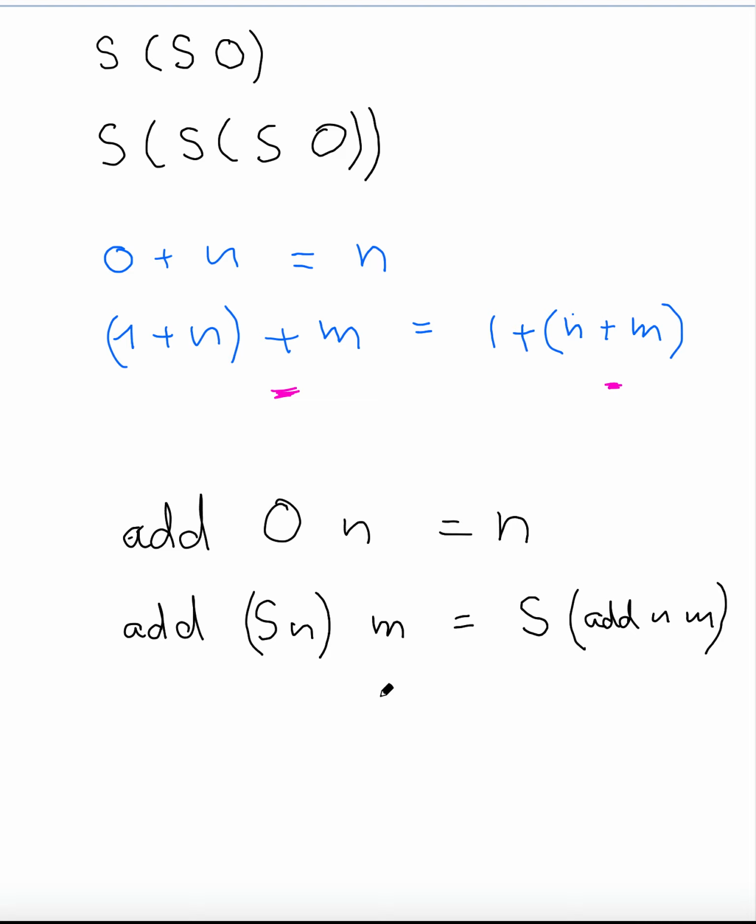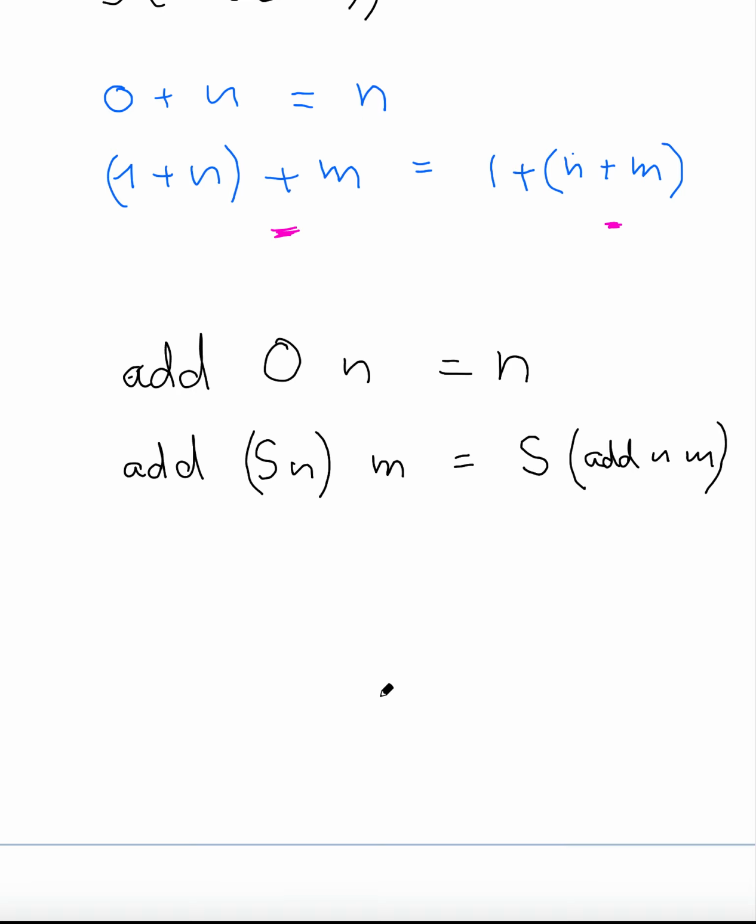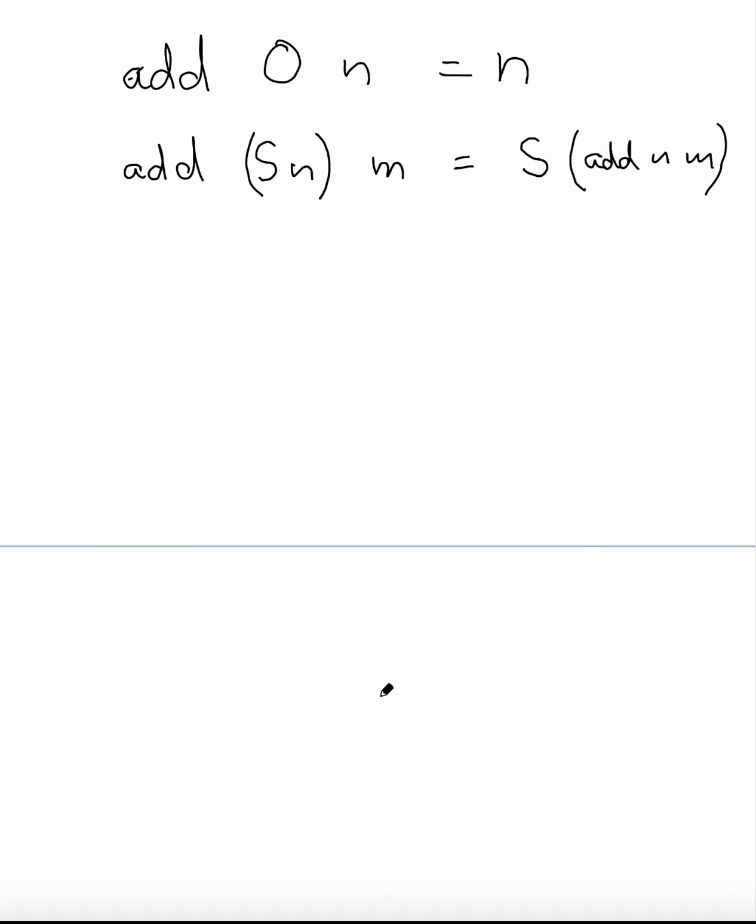Okay, so let's go through one more example. Multiplication. So again, it's worth writing down the mathematical definition of multiplication first. So I need a case for 0 or for O. So what happens if I multiply a number n with 0? So 0 times n is 0.